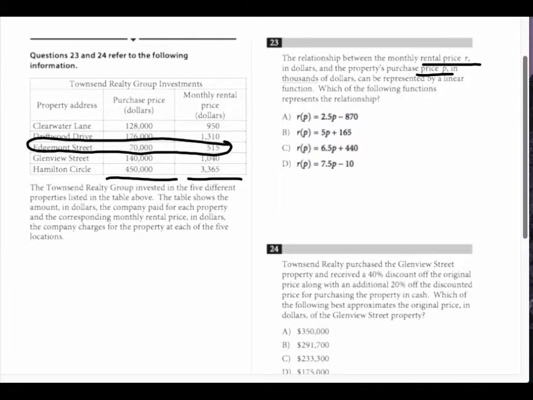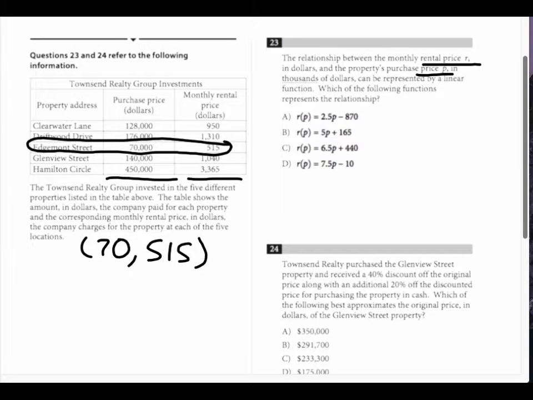And remember that the purchase price is represented in thousands, right? So they paid 70,000, but I really just have to write down 70, okay? Because that's according to the paragraph. But now the full rental price, we could just write down the full amount. So that's one coordinate point on the line.